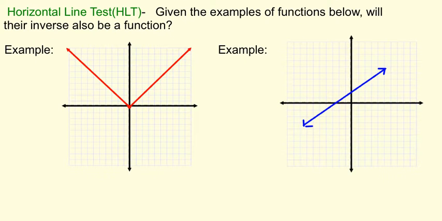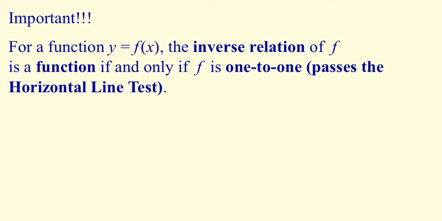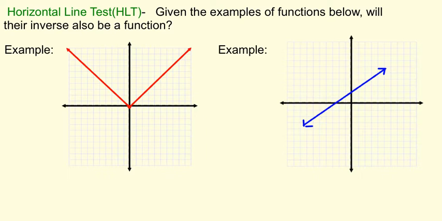So let's go on to this next slide. All right, important. For a function, the inverse relation of a function is a function if and only if it is one-to-one, meaning it passes the horizontal line test. Then the inverse will be a function if it passes that horizontal line test. All right, so here's a couple examples. Do these functions create an inverse function or just an inverse relation?